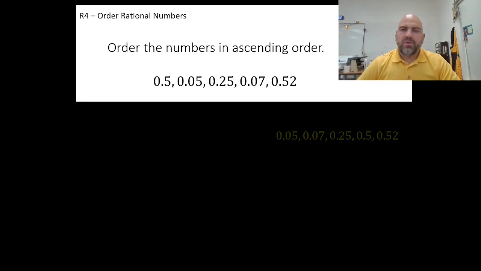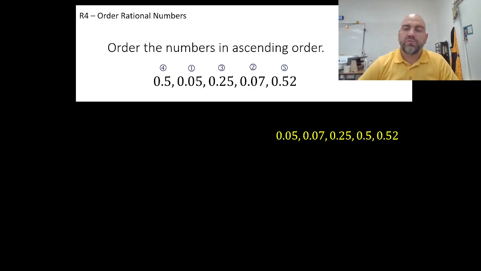Now I'm going to label them out again the way that I did before. There we go. And there's the order that they come in as well. 0.05, 0.07, 0.25, 0.5, and then 0.52 being the biggest. Now remember that 0.5 is like 0.50, or think of it as 50. So 5, 7, 25, 50, and 52 would be the numbers that we would have.